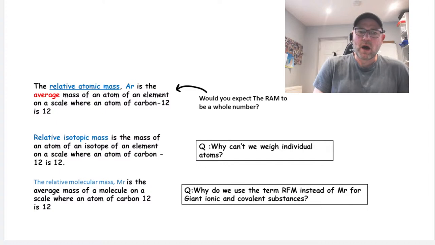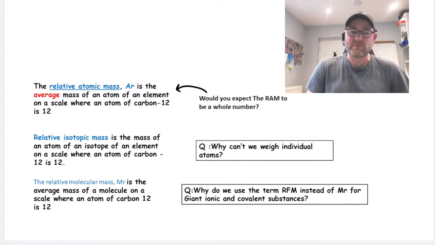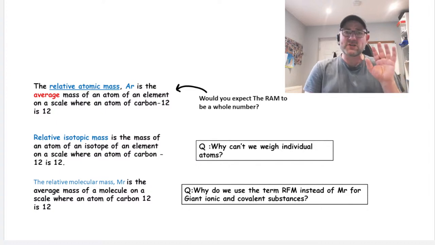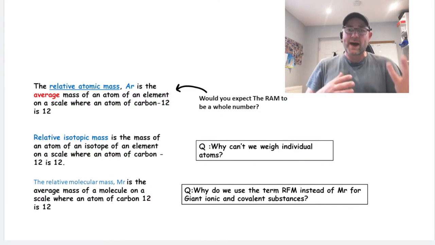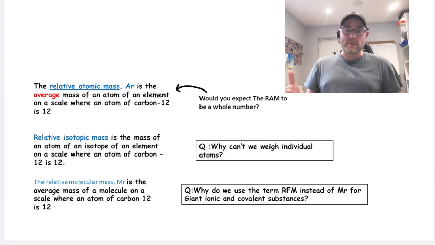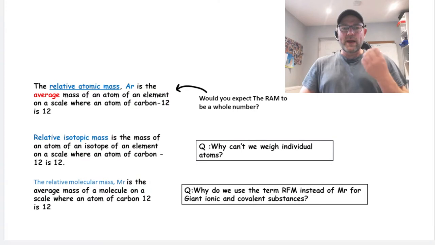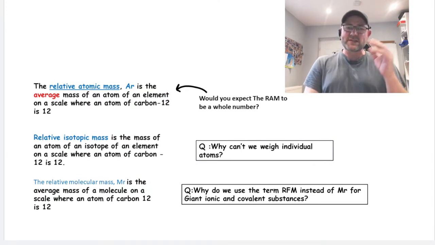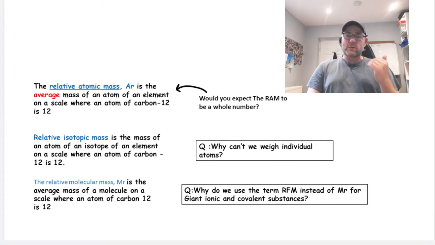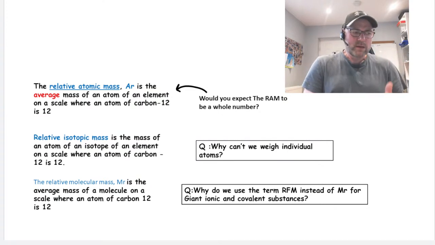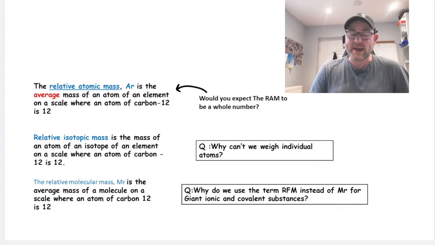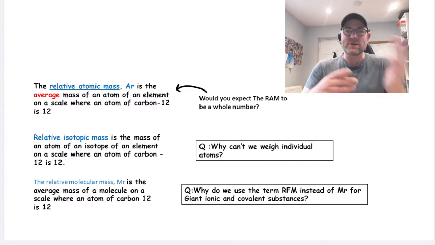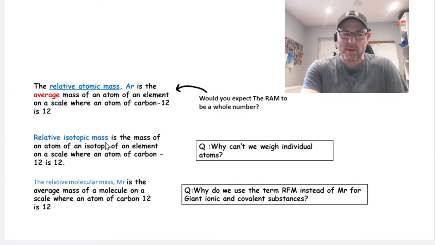And it's the RAM, which you did at GCSE, relative atomic mass. At GCSE, we just say it's the average mass of the isotopes of an element. At A level, we have to say it's the average mass of an atom of an element on a scale where carbon 12 is 12. Now, you might say to me, what the bloody hell does that mean? Well, let's look at the next one, the relative isotopic mass.